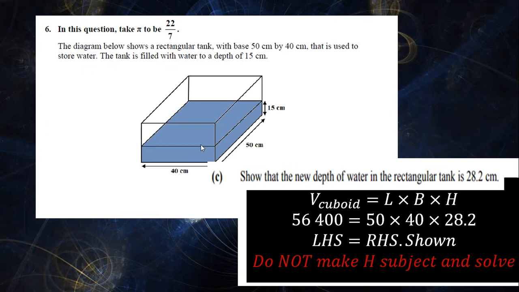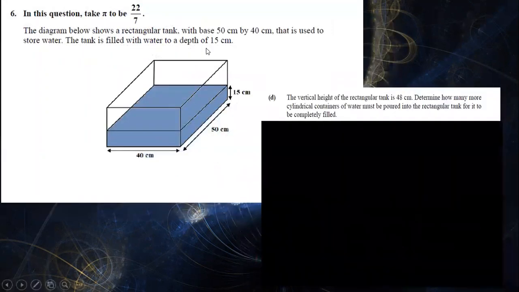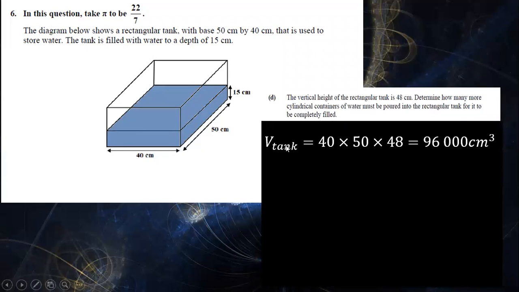Now then, let's press on to the next question. The vertical height of the rectangular tank is 48 centimeters. Determine how many more cylindrical containers of water must be poured into this rectangular tank for it to be completely filled. We now find the volume because we found the height of the tank. So the total volume of the tank is going to be 40 by 50 by 48, which is 96,000 cm cubed.